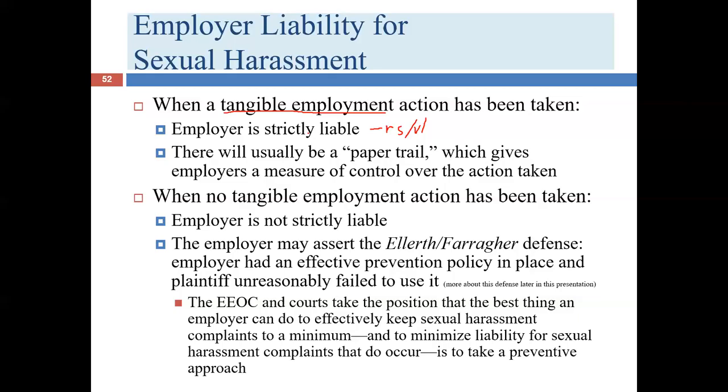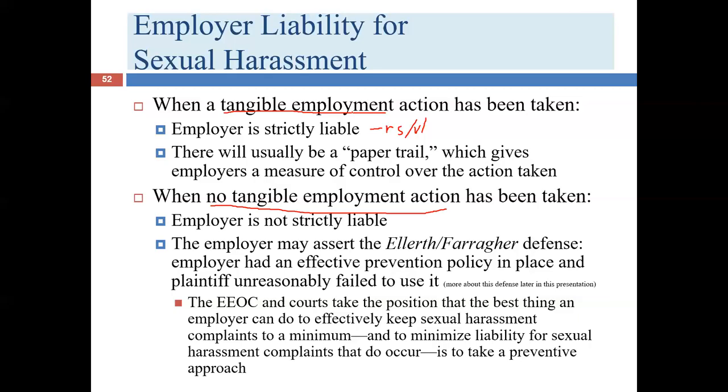quid pro quo situation. Of course, the real time that the employer has the best chance to avoid liability is when we're looking at a hostile work environment situation, when there hasn't at least yet been any tangible job action. This is the time that the employer is best situated to avoid liability entirely. So while it's possible with tangible employment action, if you can stop the tangible employment action from happening, once it's happened, the employer is on the hook. There's just no two ways about it.